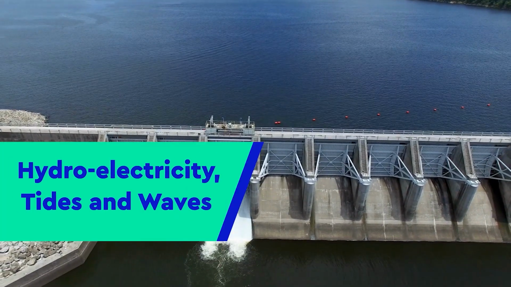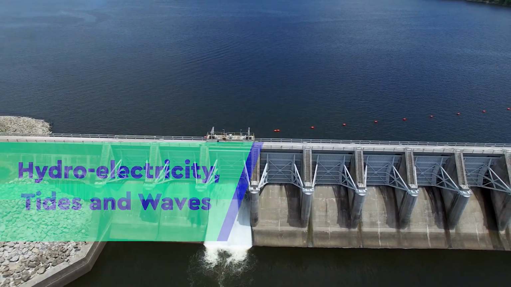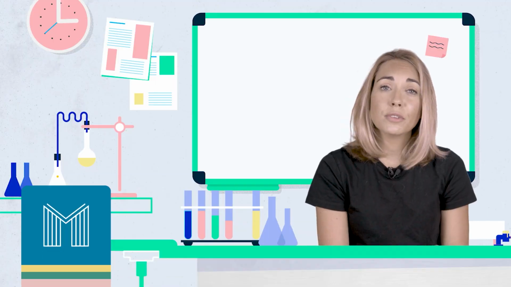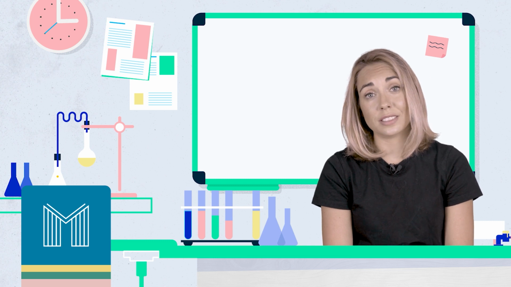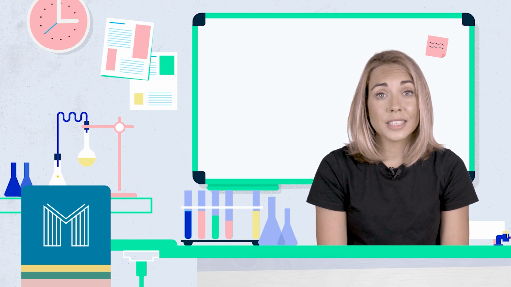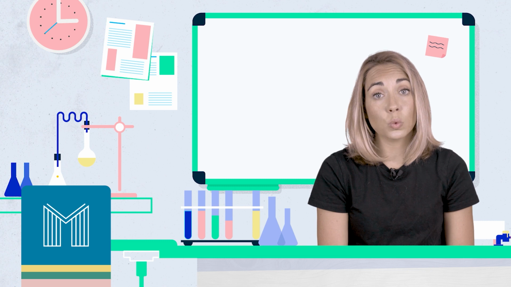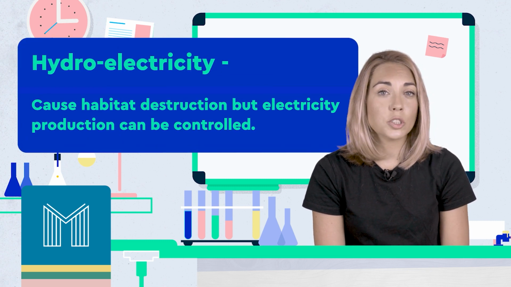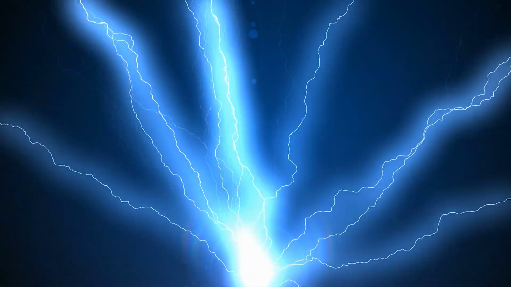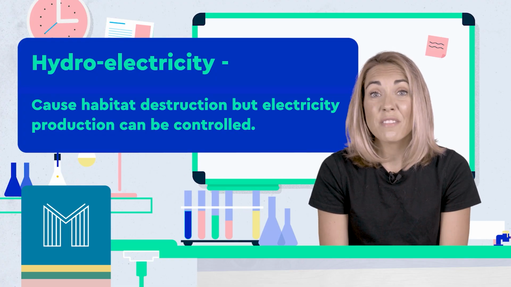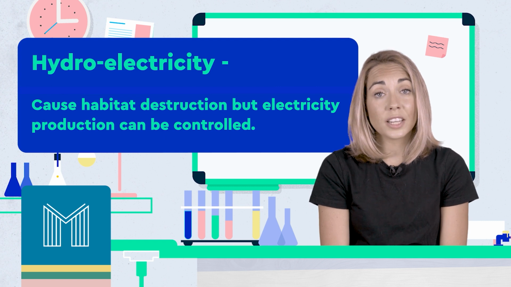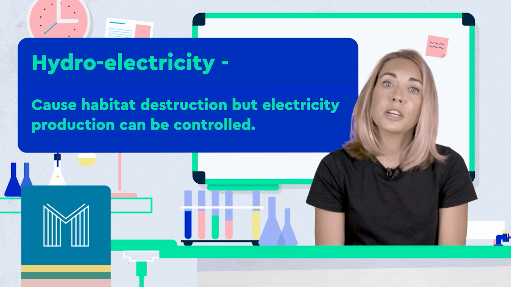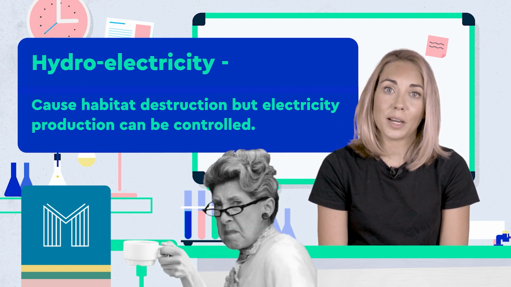Hydroelectricity, tides and waves can all be used to produce electricity and are a renewable energy resource. However, they have different advantages and disadvantages. Hydroelectricity uses dams to collect water. This results in habitat destruction, but allows for a large amount of electricity that can be produced and controlled. In fact, during the ad breaks in Coronation Street, electricity production has to be increased because every granny gets up and makes themselves a lovely cup of tea.